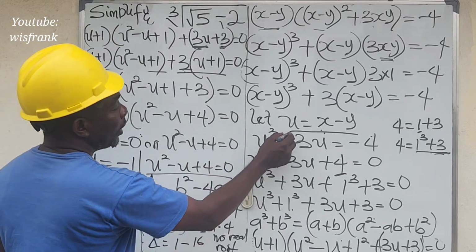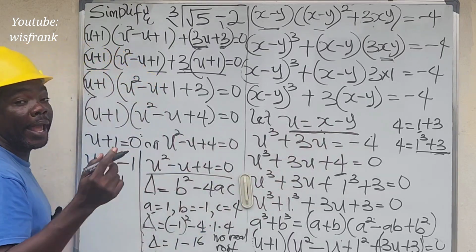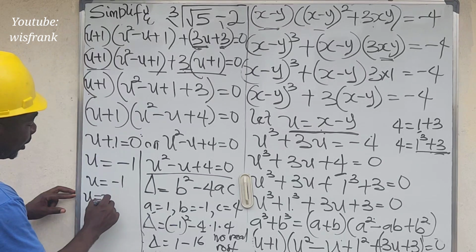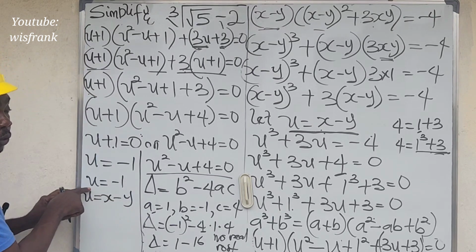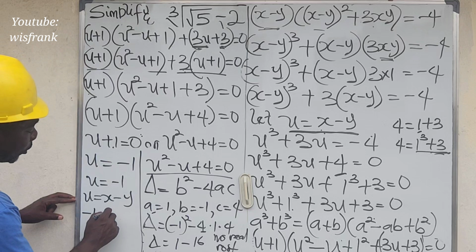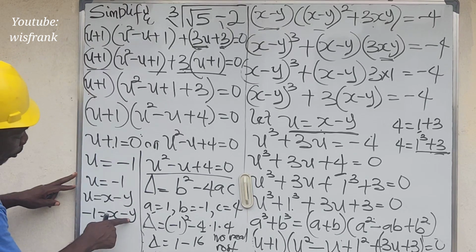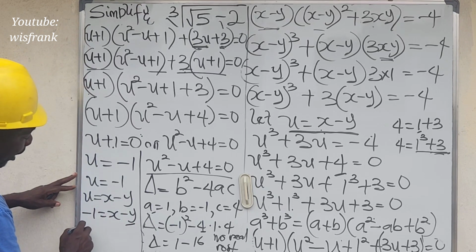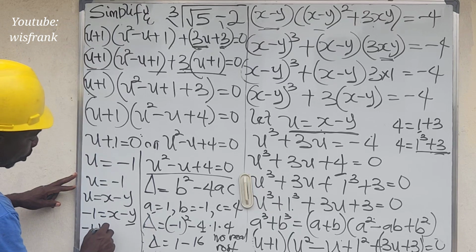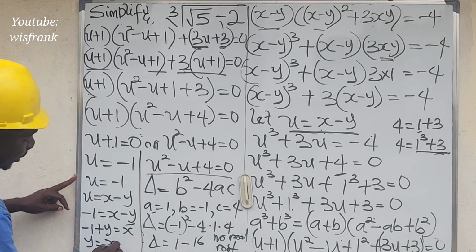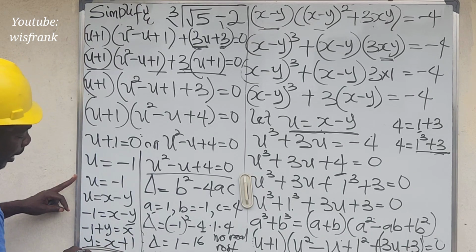And recall that we said that u equals x minus y. So here we recall that u equals x minus y and the value of u equals minus 1. So we have minus 1 equals x minus y. In this case, we can rearrange this by moving everything to the other side. When this transposes to the other side, we have minus 1 plus y equals x. Therefore, making y the subject of this expression, we have y equals x plus 1. So this is the value of y that we have.